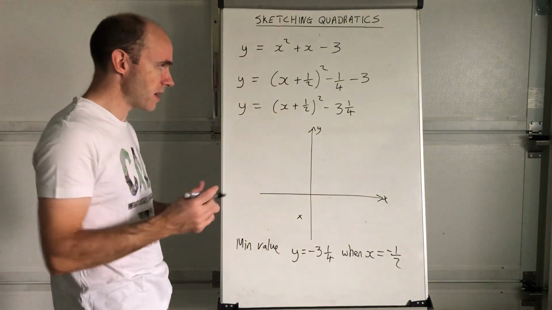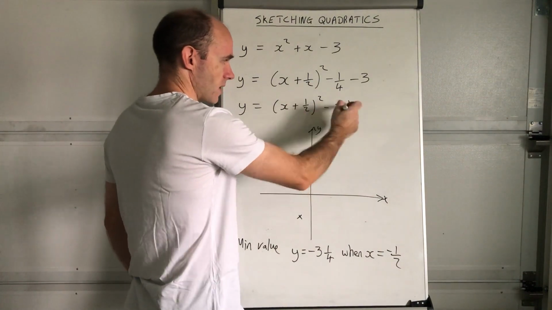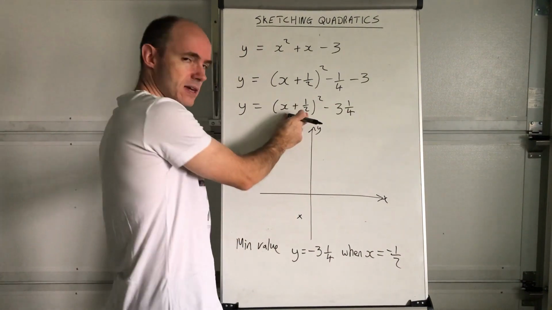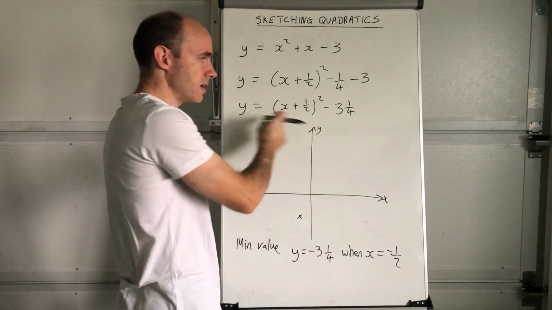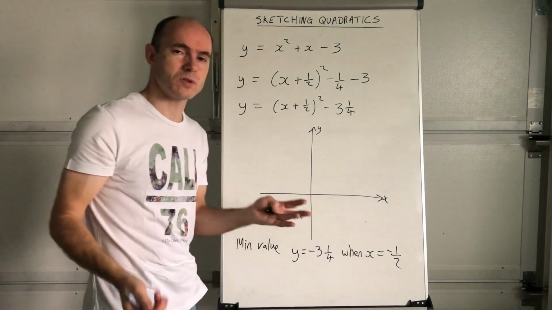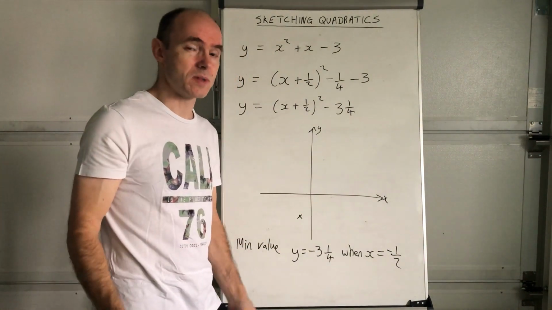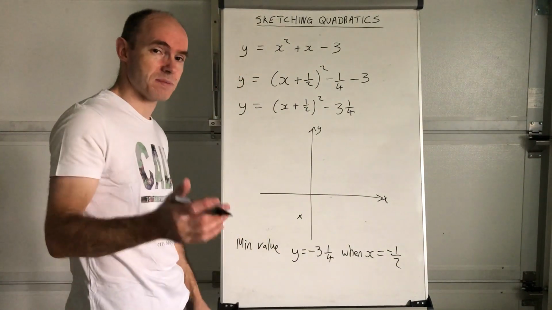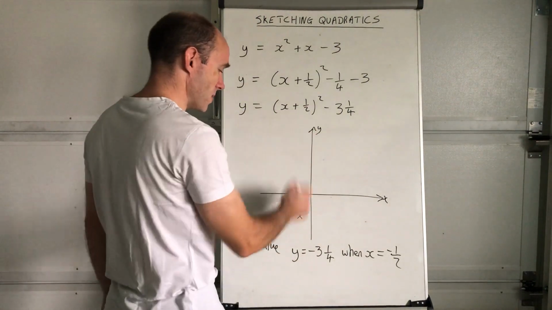Some of you might have done it by looking at the actual equation and said, yeah, in brackets that means shift it left 1/2 unit, outside the brackets that means shift it downwards 3 1/4. Great. Once you are familiar enough to be able to do that, that is really good. That's a big time saver. You can just spot what the minimum value actually is.